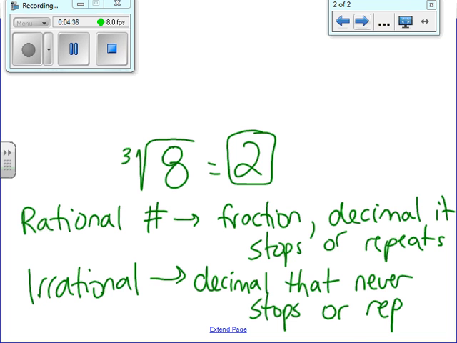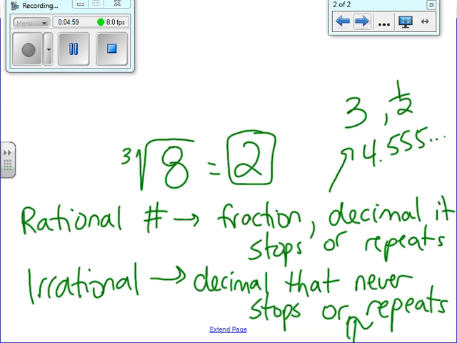So for example, pi would be irrational because it goes on forever, and as far as we know, in the millions of digits that we know of right now, it does not repeat. A rational number example would be 3, because it's 3.0 or 3 over 1. 1/2, 4.555 repeating, 3.1515, etc. Those are all rational numbers because the decimal either stops or repeats. So that's really all you need to know.